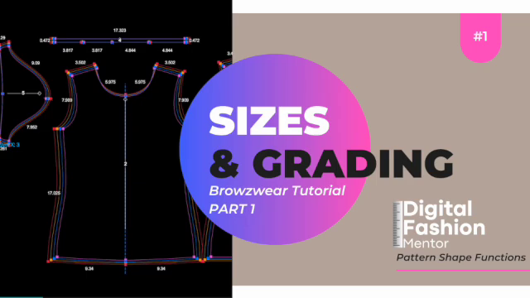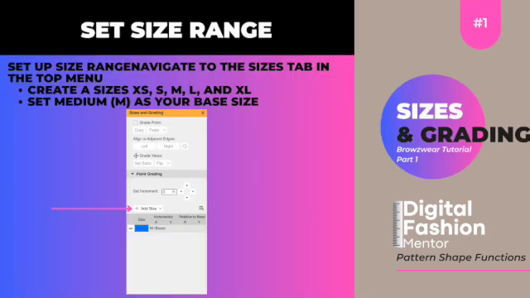Today we're going to work through grading a t-shirt pattern and setting up some sizes and avatars. This is a two-part video. You are in part one. We're going to set our size range first. We're going to add sizes: small, medium, large, and extra large.